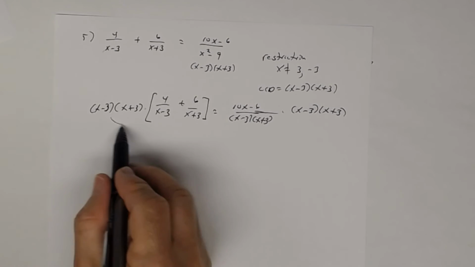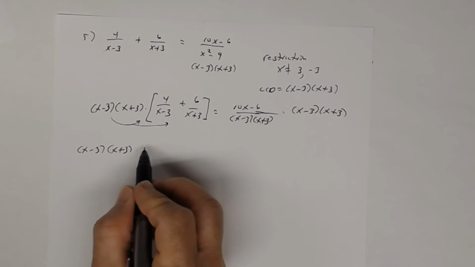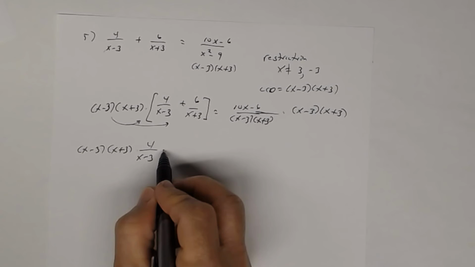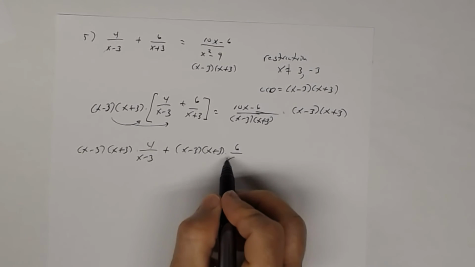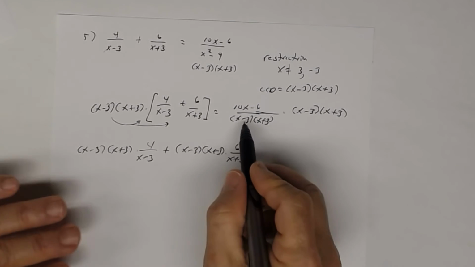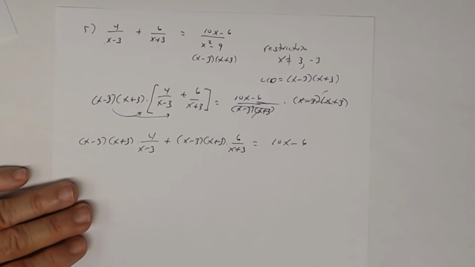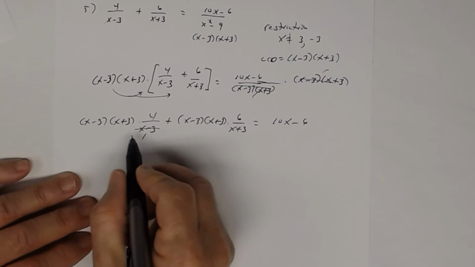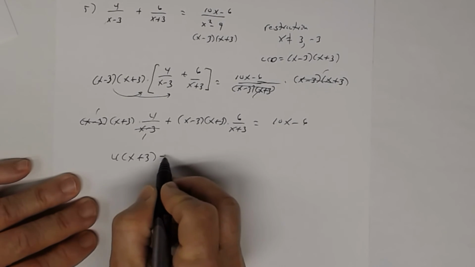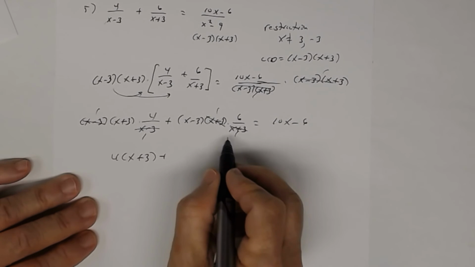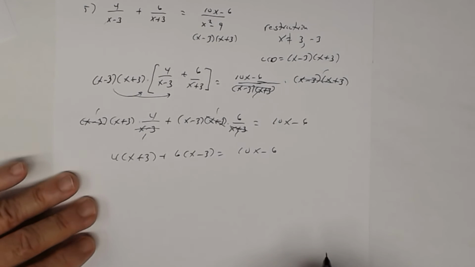Okay? Distributing here, so you get x minus 3, x plus 3, times 4 divided by x minus 3, plus x minus 3, x plus 3, times 6 divided by x plus 3, equal, and I'm going to go ahead at this point and just reduce this, so that'll be 10x minus 6. Now, reducing, these x minus 3's divide out, so you get 4 times x plus 3. Over here, the x plus 3's divide out, so you get 6 times x minus 3, equal 10x minus 6.